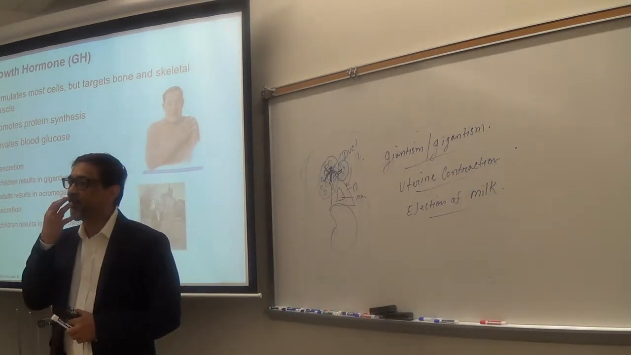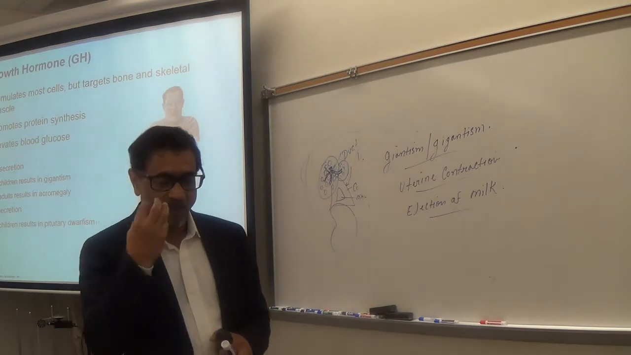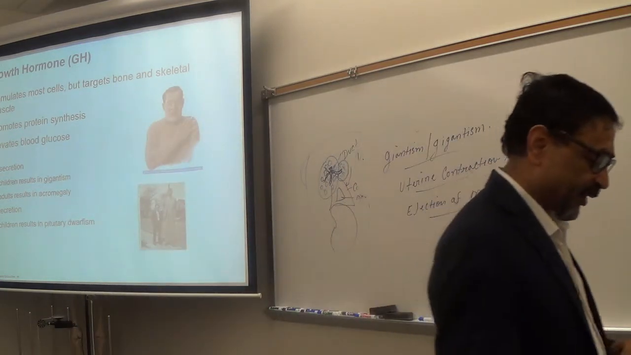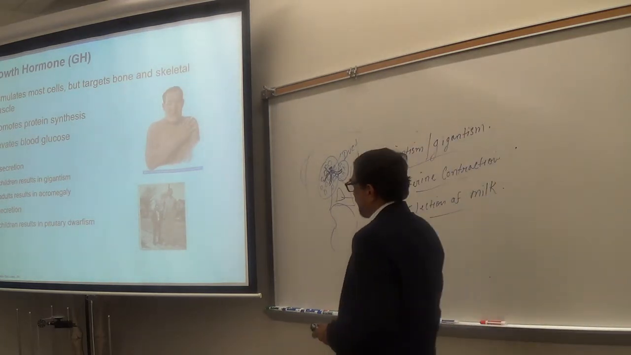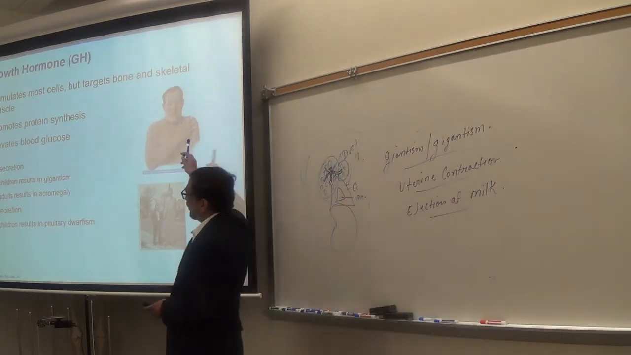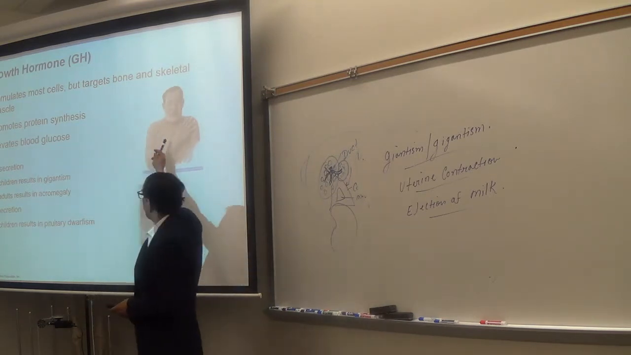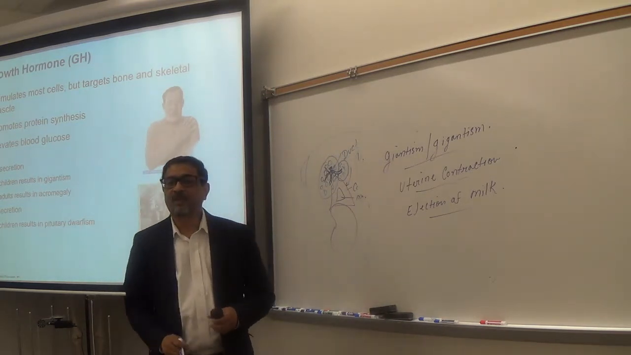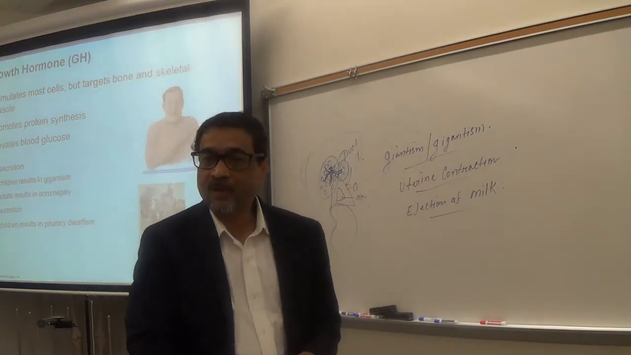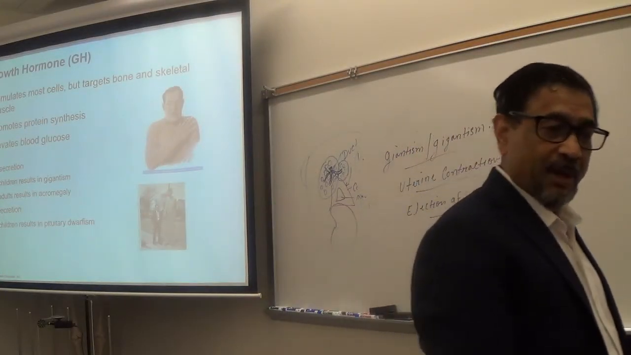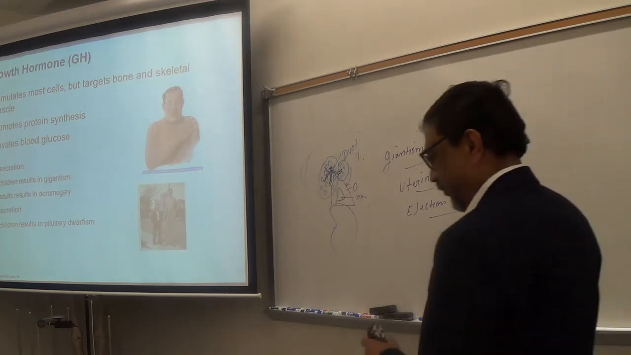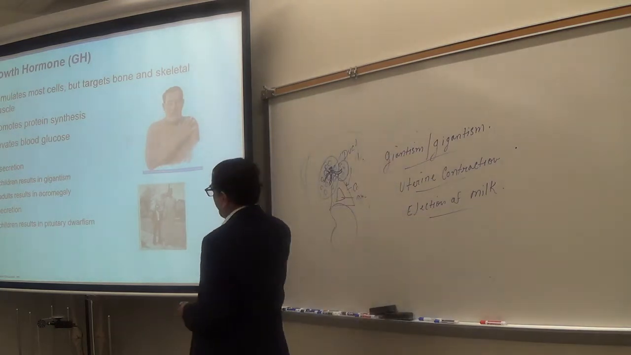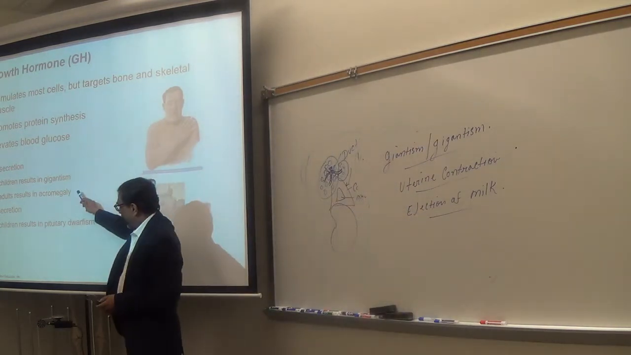Sometimes the tongue becomes thick because tongue tissue is still sensitive. So that condition is called acromegaly. So if growth hormone secretion was normal during puberty, during childhood, but suddenly growth hormone secretion increases after puberty in adults, then we see those symptoms. And that is called acromegaly.